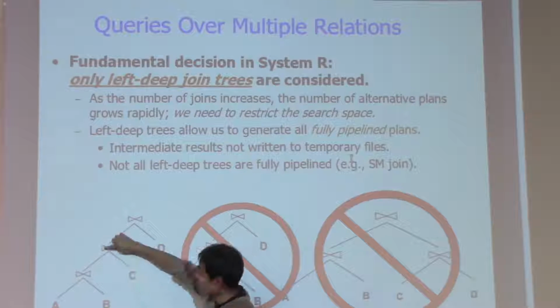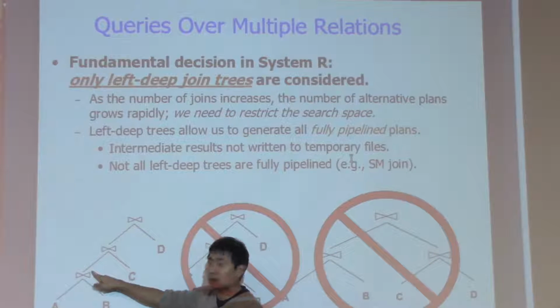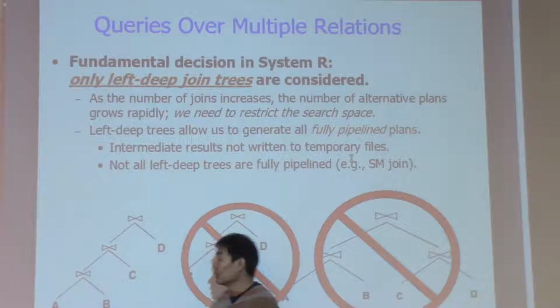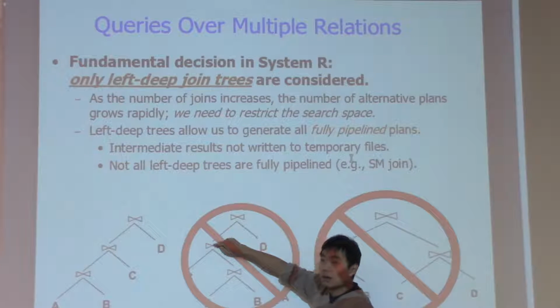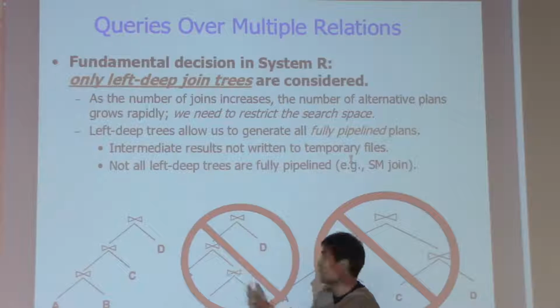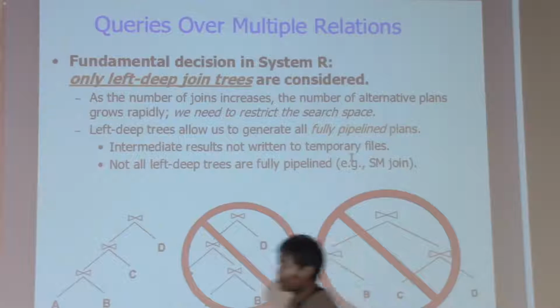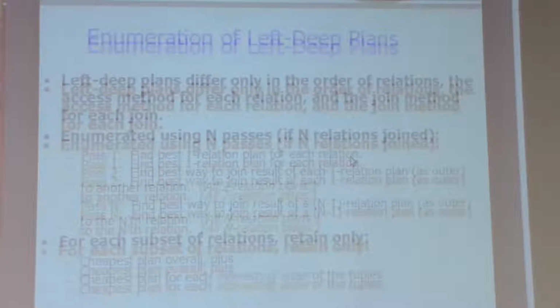So you check, for example, this internal node. The right-hand side is a base relation, and the left-hand side can be a base relation, but in this case it's an intermediate join result. Why is this one not? Because there is an intermediate node whose right-hand side is not a base relation. Same argument goes here. So that's what we call left deep join trees.